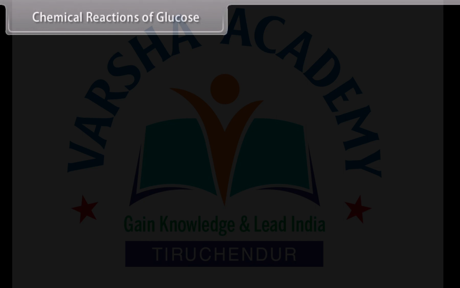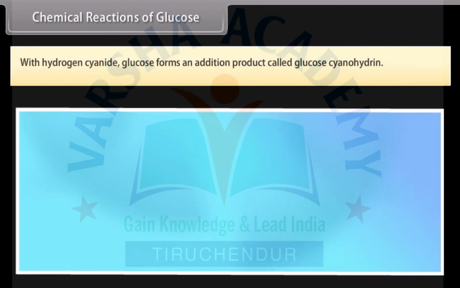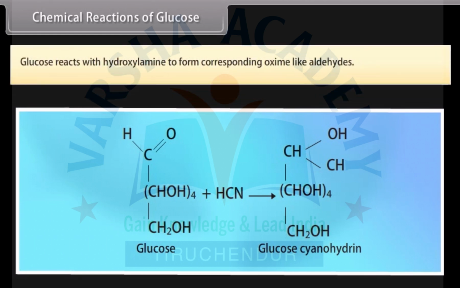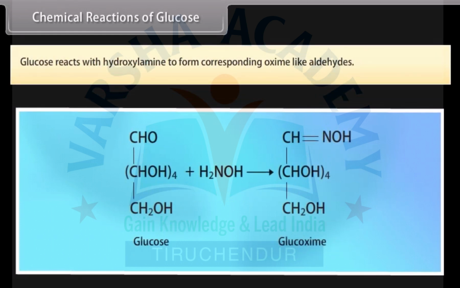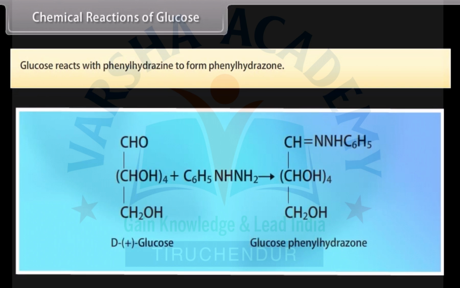Chemical reactions of glucose. The open chain structure of glucose contains 1 aldehydic, 1 primary alcoholic group and 4 secondary alcoholic groups. In Fischer projection, carbon atoms which are at the intersection of the lines are not shown. With hydrogen cyanide, glucose forms an addition product called glucose cyanohydrin. Glucose reacts with hydroxylamine to form the corresponding oxime like aldehydes. Glucose reacts with phenylhydrazine to form phenylhydrazone.